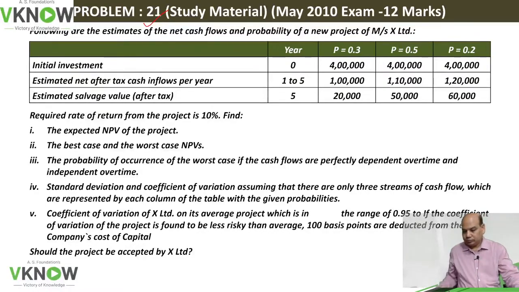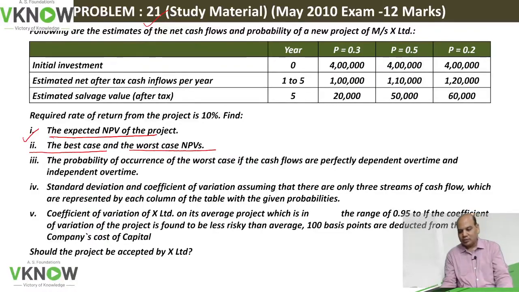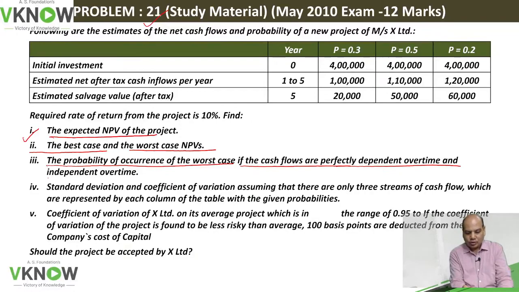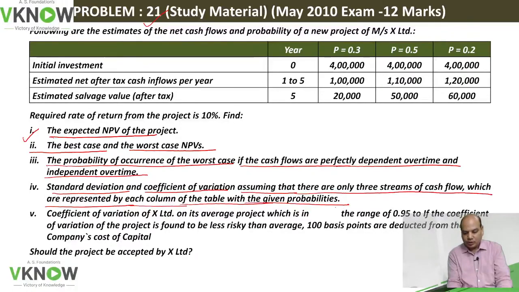Find out the following. Expected NPV of the project, best case NPV, worst case NPV, the probability of the occurrence of the worst case if the cash flows are perfectly dependent over time and independent over time. Then standard deviation and coefficient of variation, assuming that there are only three streams of cash flows which are represented by each column of the table with the given probabilities.